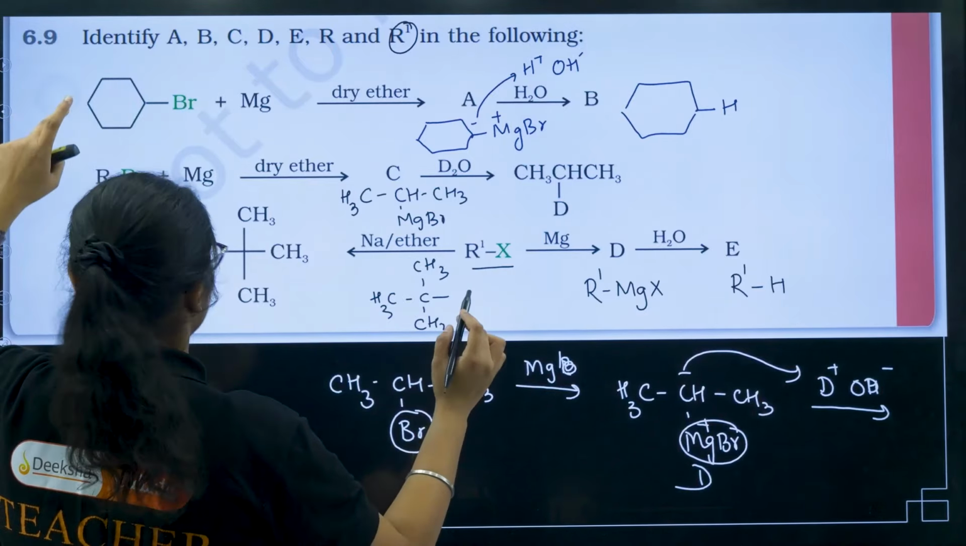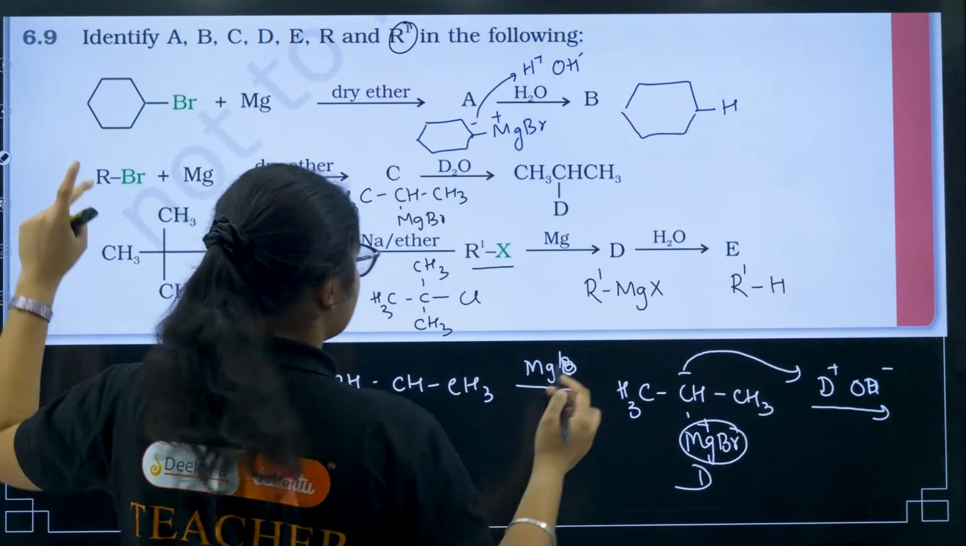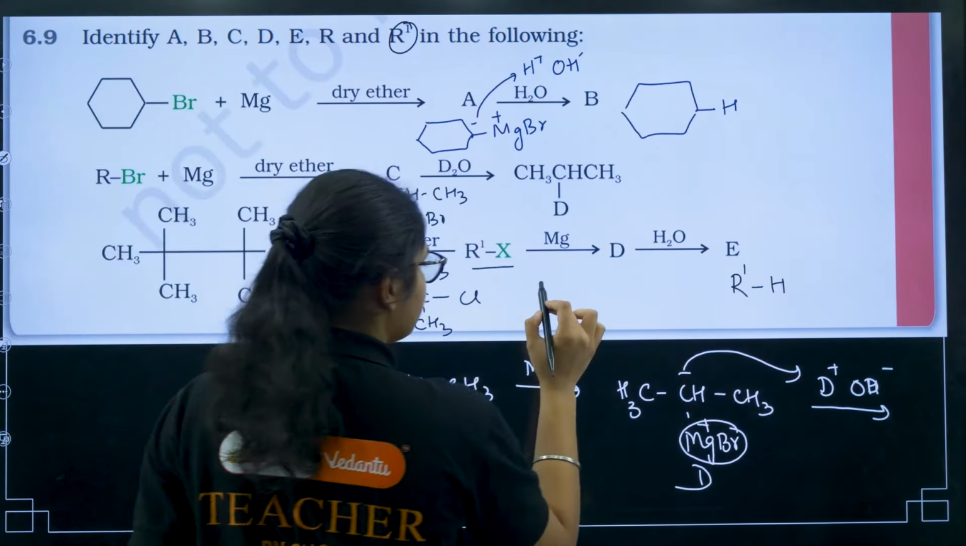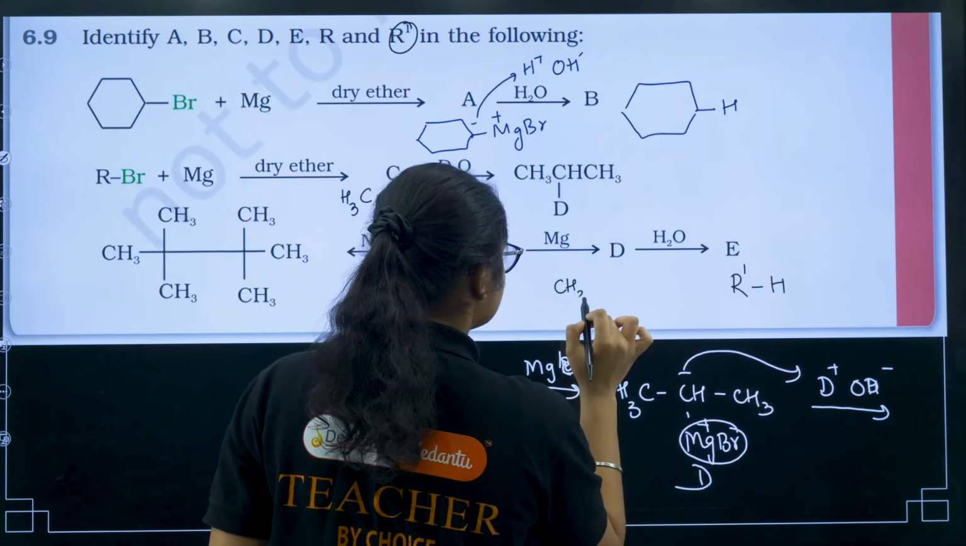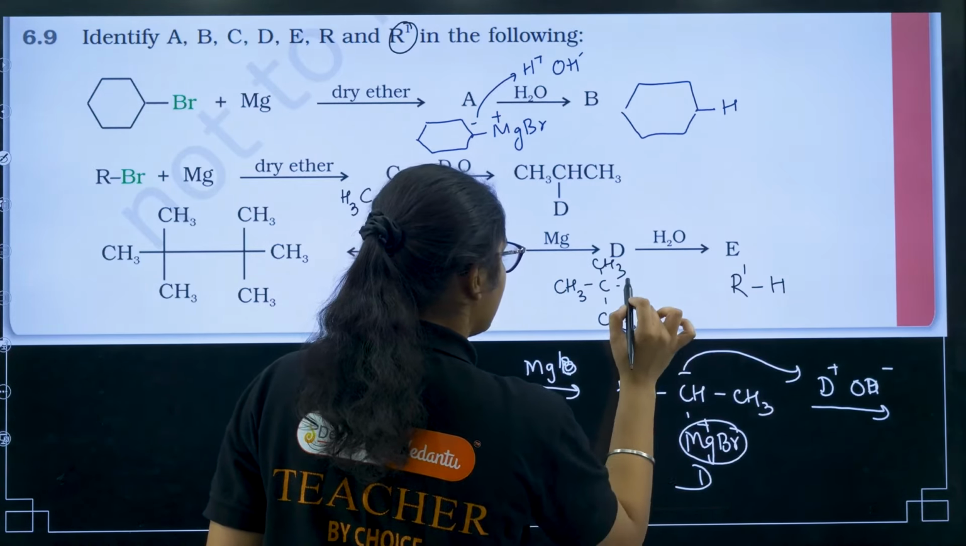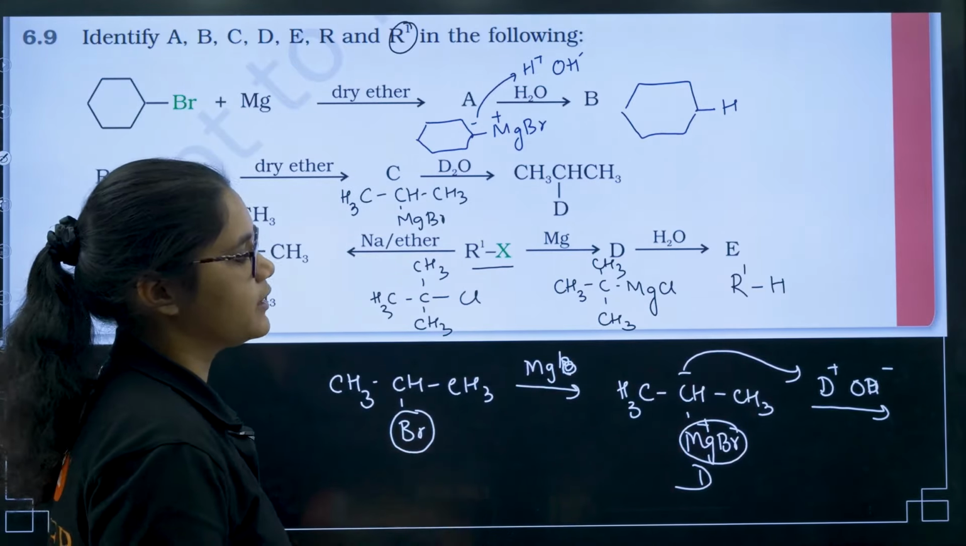Just a minute. Yes, clear? So then what will this one become? You have to just replace this one. So here Mg will come. So I will get CH3 C CH3 CH3 Mg, and if I take Cl it will become Cl. If you have taken Br it will come Br.